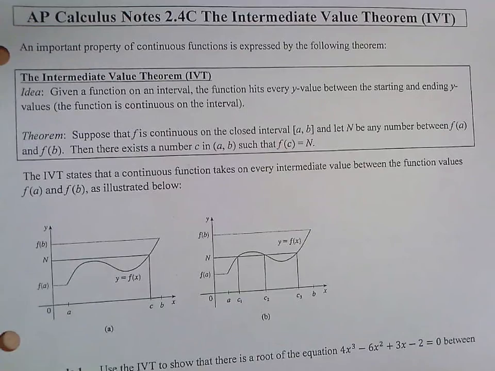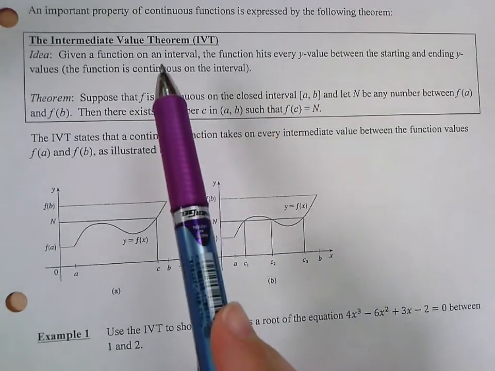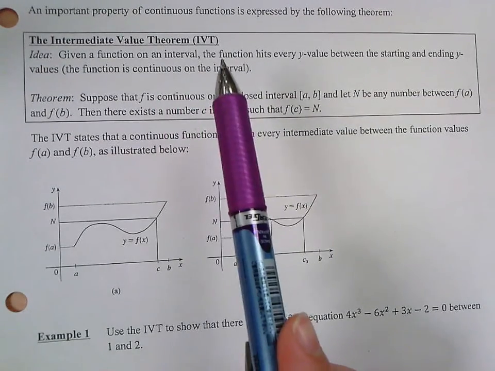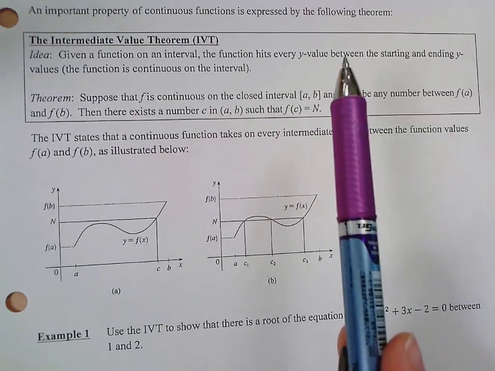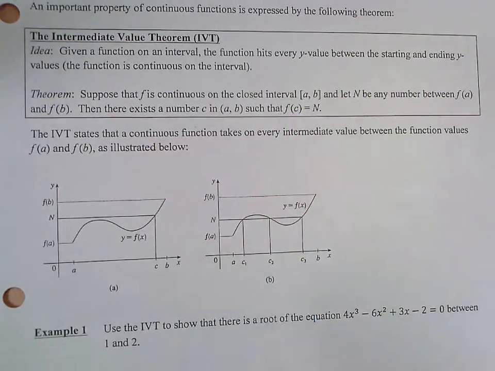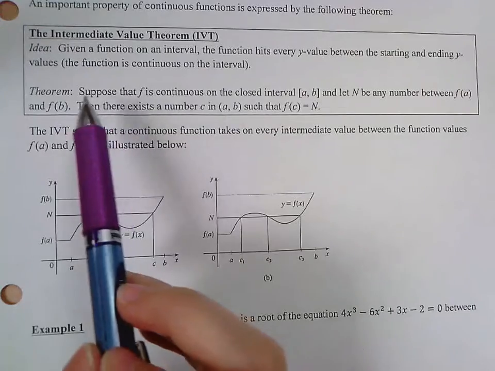So here's the idea. If you're given a function on an interval, that function will hit every y value between the starting and ending y values as long as the function is continuous. If you think of a continuous function on an interval, you have a starting point and an ending point, and as long as it's continuous, there's going to be no holes or asymptotes or anything. It's going to hit every y value on that interval. That's the idea. So here's the actual theorem.